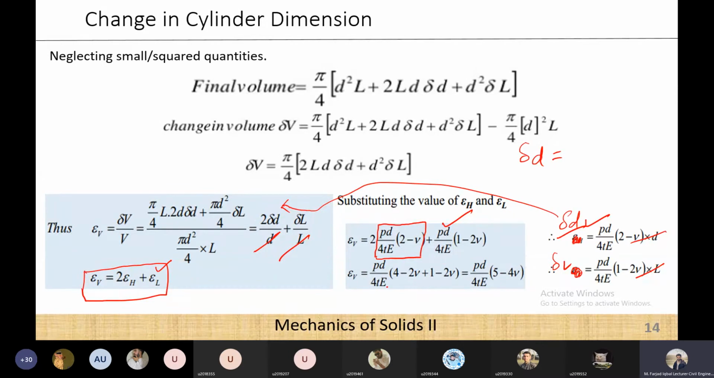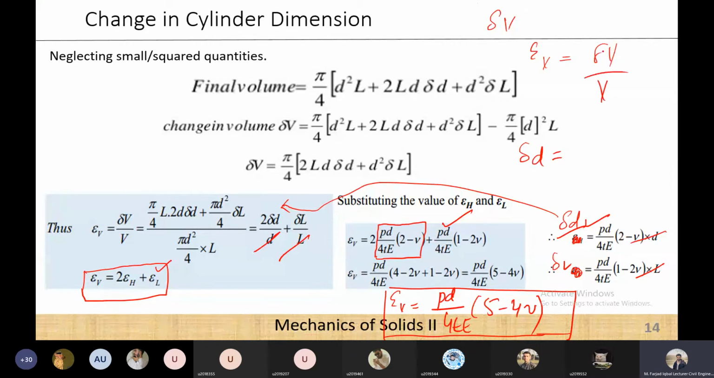And if I further simplify this one, I will get the final expression as PD over 4 tE into 5 minus 4 mu. So this will be my final expression for volumetric strain in the cylindrical element. Now, if you want to calculate the change in volume, you can first calculate this volumetric strain, and once you have the volumetric strain, you have this simple expression that it is equal to change in volume over original volume, and you can rearrange it like this to calculate the change in volume.